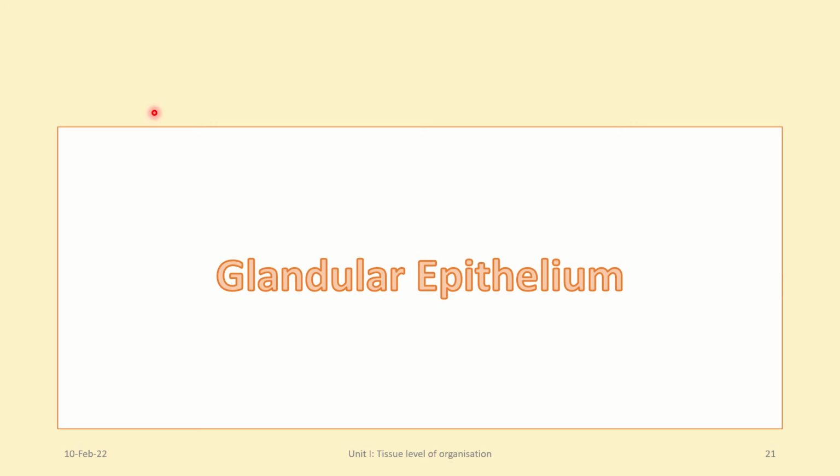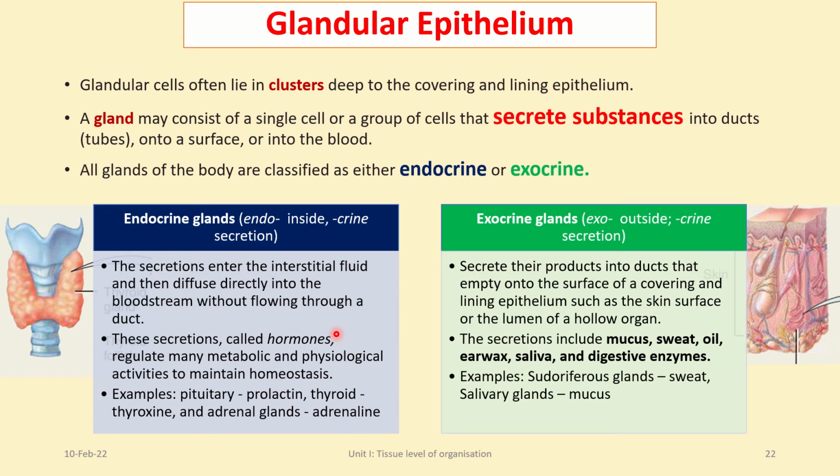Hello. Now that we've talked about epithelial tissues and we have had a detailed classification of one type of epithelial tissues, which are the covering and the lining epithelia, the second type of epithelial tissues are the glandular epithelium. So what are glandular epitheliums?